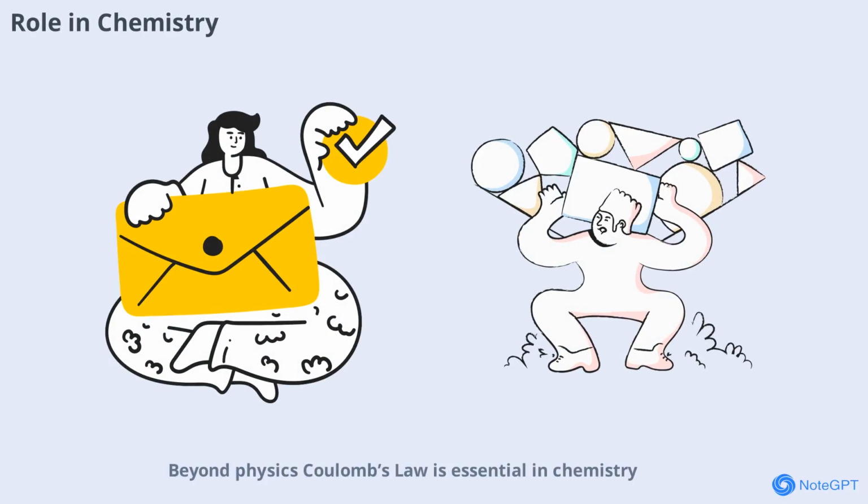Beyond physics, Coulomb's law is essential in chemistry. It helps explain how atoms bond to form molecules, the strength of ionic bonds, and the behavior of ions in solutions. The law provides a quantitative basis for understanding chemical reactions and the properties of materials. By applying Coulomb's law, chemists can predict the stability of compounds and the outcomes of reactions, making it a foundational concept in the field.